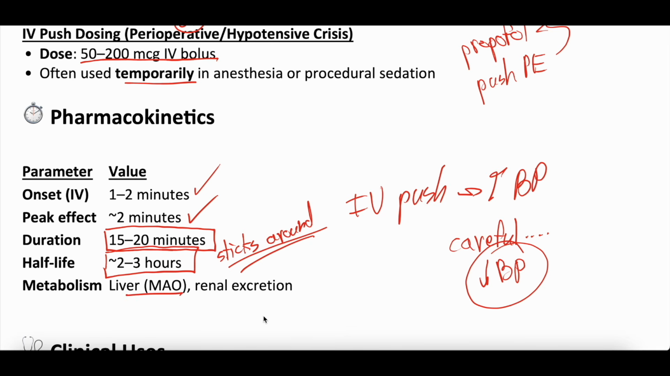It is metabolized in the liver. It's excreted in the kidneys. So in patients with severe liver dysfunction or renal dysfunction, you have to be a little bit careful because it might stick around even longer than was previously reported in patients who are unable to metabolize it or excrete it.